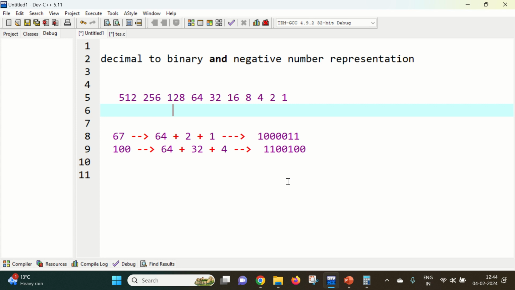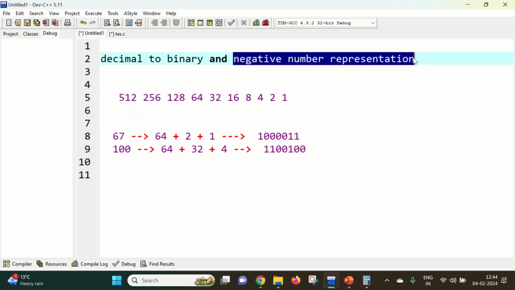Okay, now there is a question. Actually, for that, I am going to run some program to show how, when you perform the bitwise operators on the numbers, these bits are changed. So here you can see this next topic, that is the negative number representation.